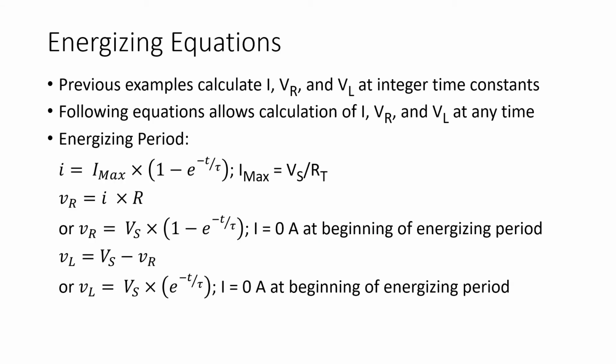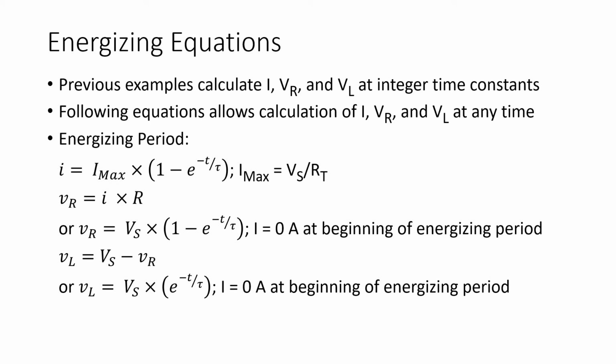Now, in the previous examples we looked at for an inductor energizing, we had a method to calculate I, VR, and VL only at integer time constants: 1 time constant, 2 time constants, 3, 4, 5. However, there are a lot of situations where we need to calculate circuit quantities at times other than integral time constants.